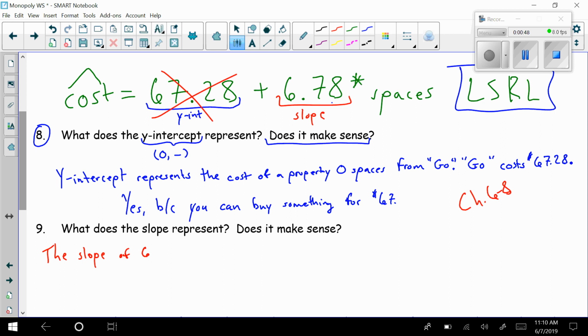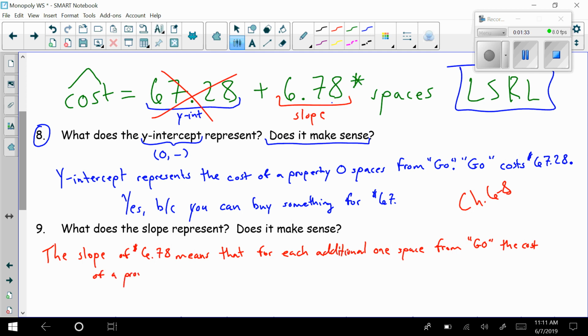So when I'm going to describe the slope of 6.78 means, now let's not even say represents, let's say means that for each additional space, and you can be real, since this is our first time, I'll say each additional one space from go the cost of a property increases by $6.78.